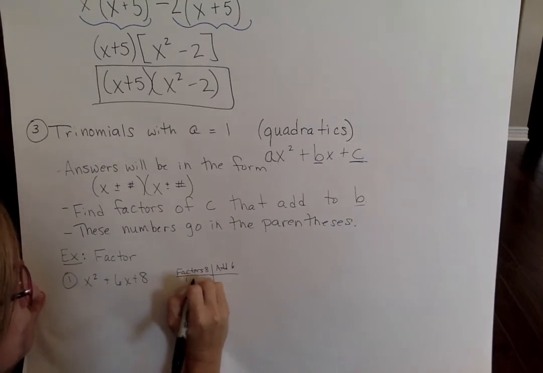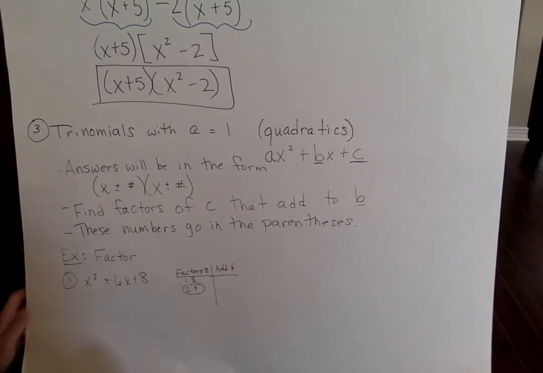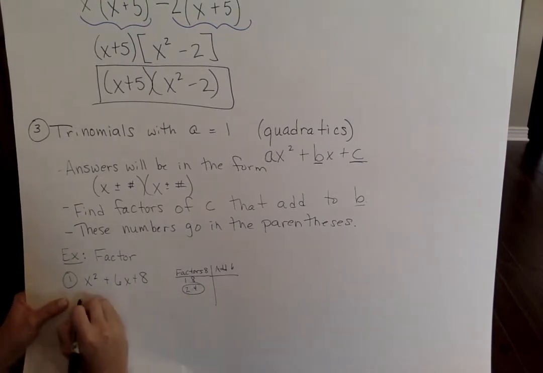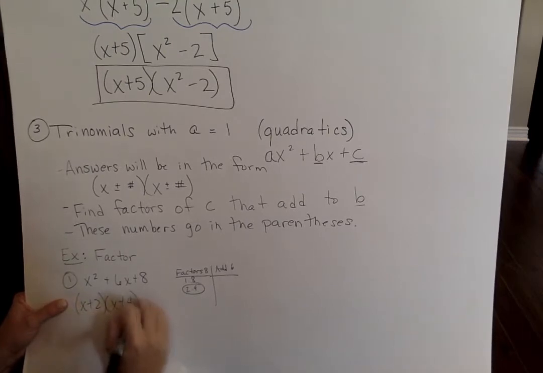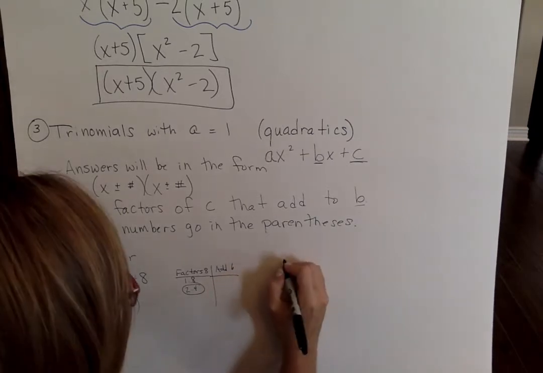We can think of all the ways we would multiply to get 8, 1 and 8, 2 and 4. And pretty quickly we're going to see that 2 and 4 is how we would add to get 6. So 2 and 4 are the numbers, so it's x plus 2, x plus 4. That should be fairly straightforward. Let's look at one more of these.